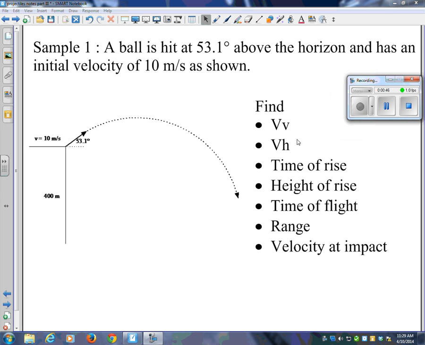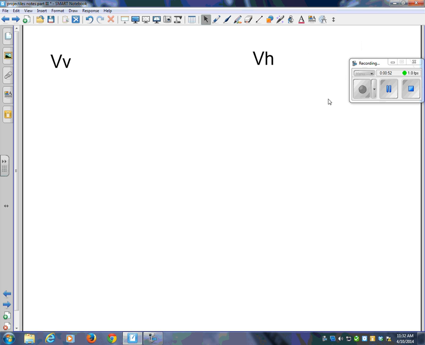You are asked to find VV, VH, time of rise, height of rise, time of flight, range, and velocity at impact. So let's see here. Let's find VV and VH. Oh, I thought I had these. All I had to do was click. No, I'm going to have to actually draw them. Alrighty, so VV and VH.